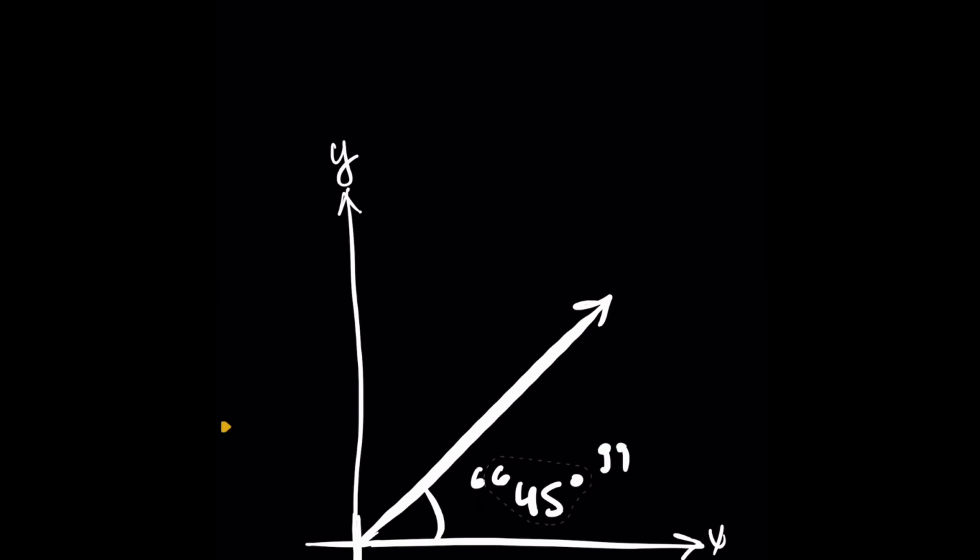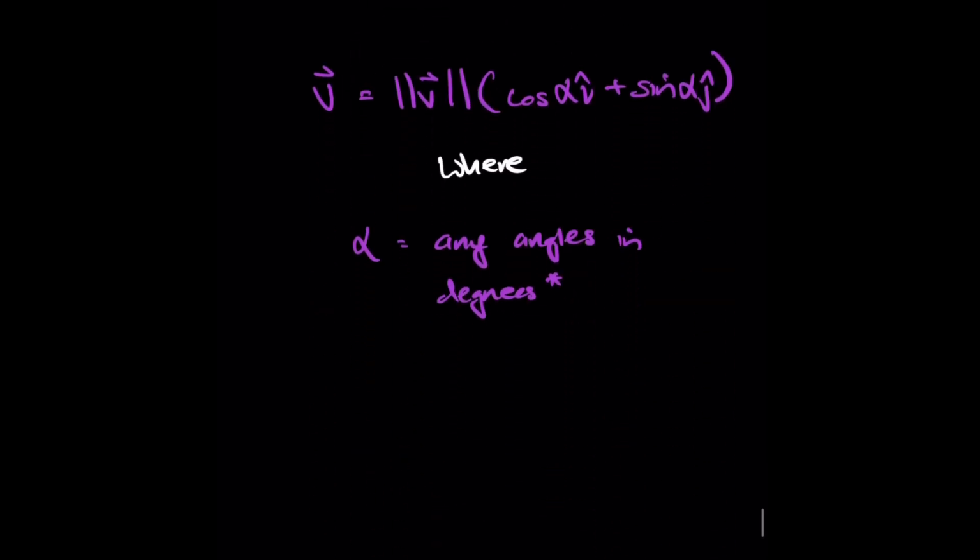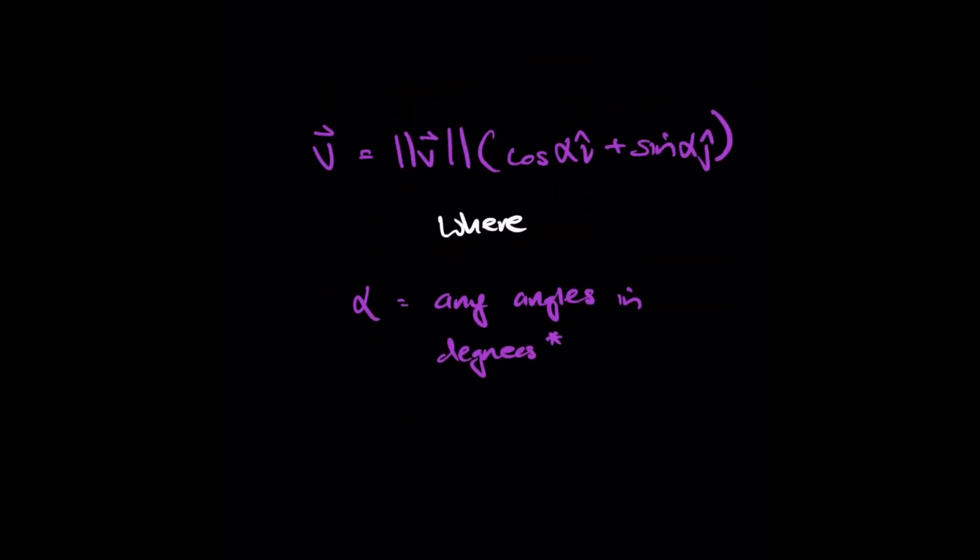So how do we calculate a vector given its angle? Well, a vector is defined as the magnitude of a vector multiplied by the cosine of the angle of the i component plus the sine of the angle of the j component, where alpha is really any angle in degrees.